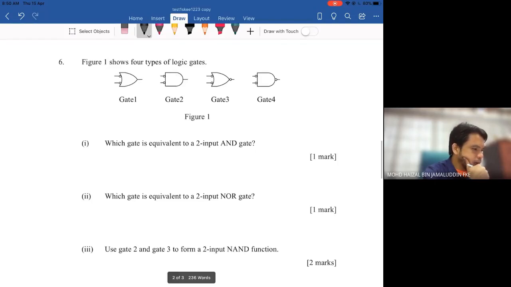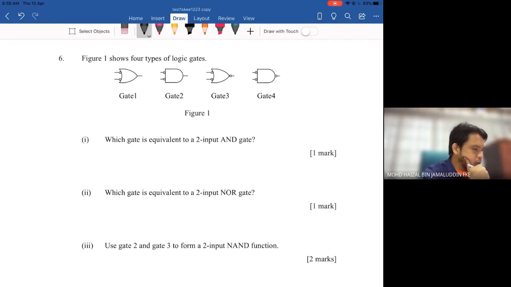Okay, so the example: figure 1 shows 4 types of logic gates. So you have gate 1, gate 2, gate 3, and gate 4. Which gate is equivalent to a 2-input AND gate? Which gate is a 2-input NOR gate? Which gate represents the 2-input NAND function? So you have 1, 2, 4 marks here. How will you want to solve this type of question?